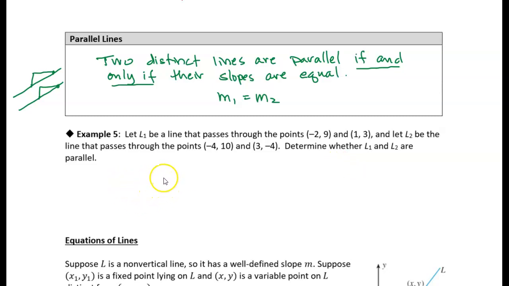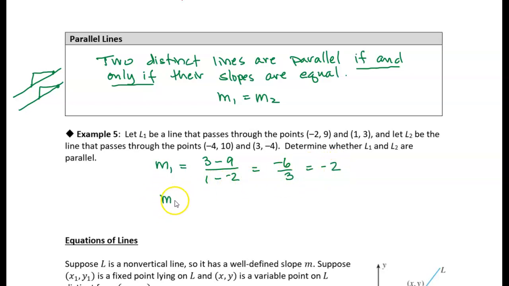So really all we need to do is just find the slopes of these lines. And since we have 2 points, we can just use those points to calculate the slope. So if I take the first line, I'll call the slope of the first line m1. I'm just going to take the difference in the y-coordinates, so 3 minus 9, over the difference in the x-coordinates, so 1 minus -2. All right, so that becomes 1 plus 2. So 3 minus 9 is -6, and 1 minus -2 is just 1 plus 2, which is 3. So I have a slope of -2.